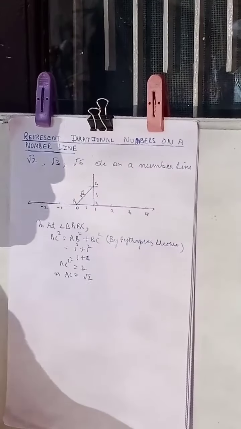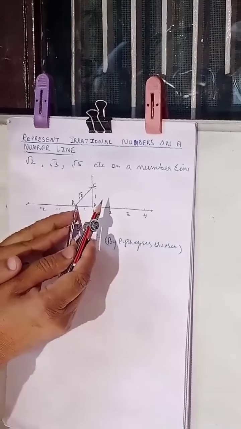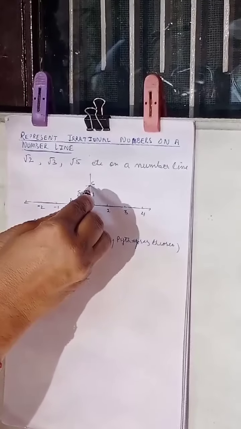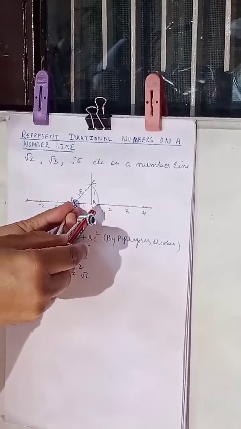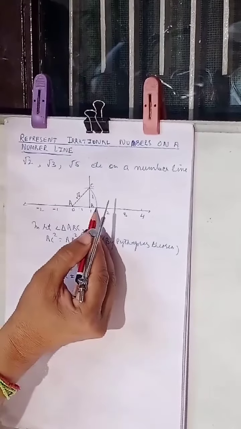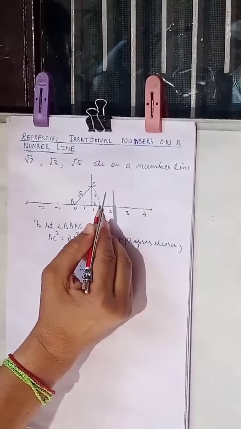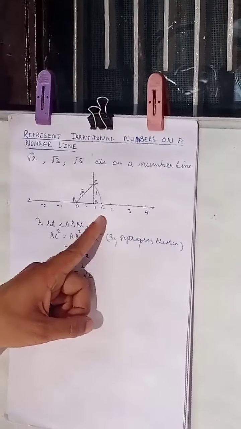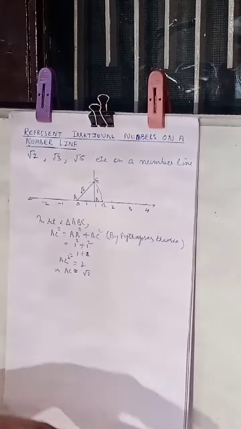Now, how to locate this on a number line? So what we do? With the help of a compass, put the needle at A, open it till C, and draw an arc. So the point where this arc intersects the number line, this point is root 2. Understand, students?